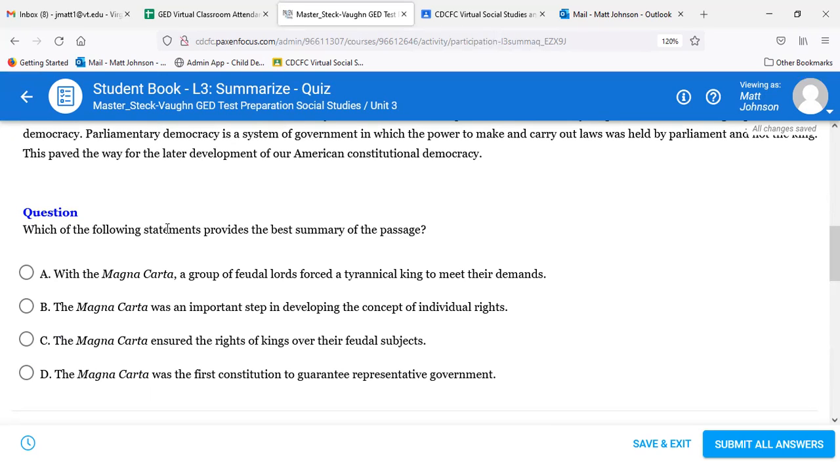So which of the following statements provides the best summary of the passage? Is it C? The Magna Carta ensured the rights of kings or their feudal subjects. It's B. B as in boy, right? So the Magna Carta was an important step in developing the concept of individual rights. And that would be probably like a final point that you would make in your summary. So yeah, it would actually be the opposite. Actually ensured the feudal rights of subjects over their king. So yeah, B as in boy for number 1.